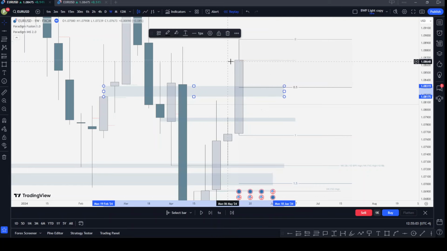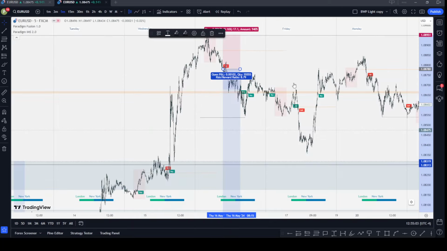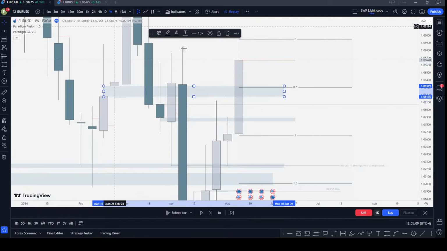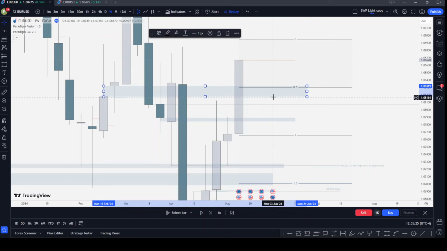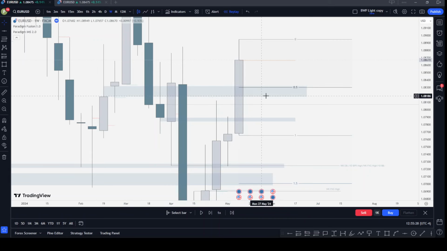Remember, we took a short here, which is still running. So for this week I would want to adjust my targets to the low of this new week opening gap right here, because we already had a change in state here. So I'll be looking for a return into the low of this new week opening gap. That would be my expectation going into the week.